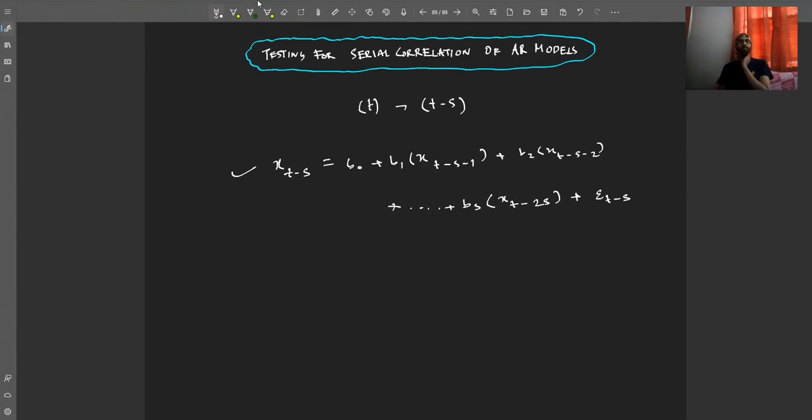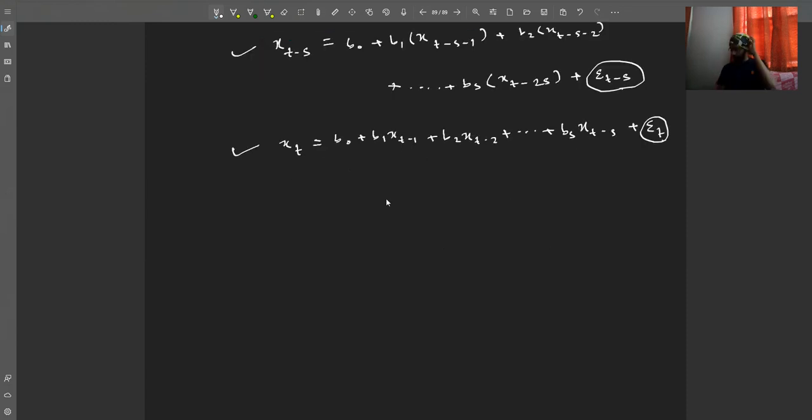The second equation is we try to estimate the value of xt. Xt is equal to b0 plus b1 xt minus 1 plus b2 x t minus 2 plus bs x t minus s plus error for the variable equation of xt. Now we have these two error values, friends: error t minus s, error t. Now we do a correlation test for these two error values, friends.